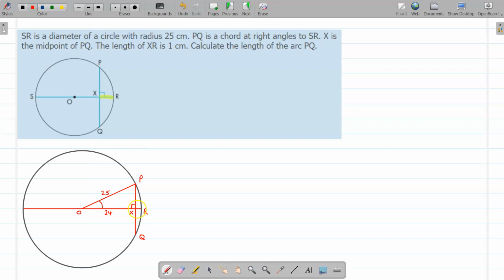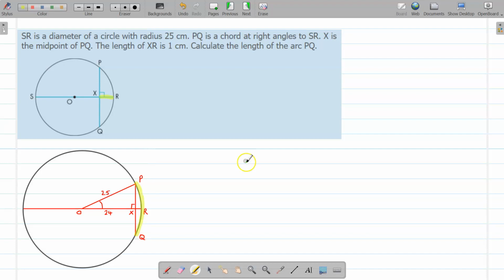Okay, because I've taken away that 1. This is still 25 because it's a radius of the circle, OP. All right, now what I'm actually trying to work out ultimately is the length of the arc PQ. Now the arc is the curved part of the circle between P and Q. So it's the length of that yellow piece of line that I've drawn there.